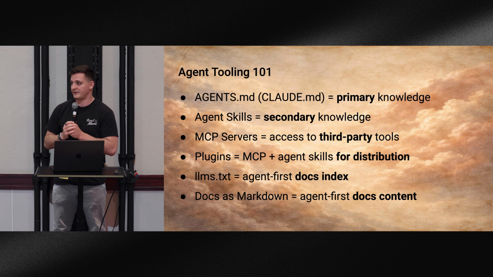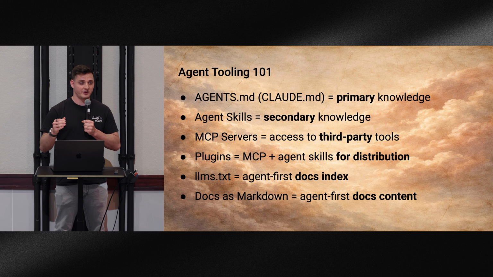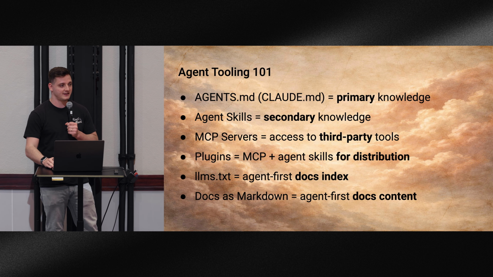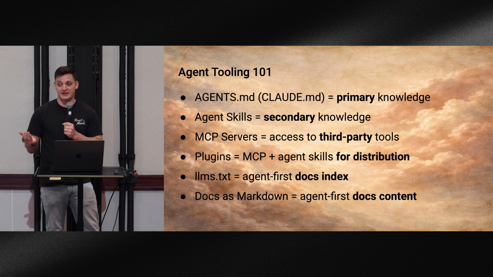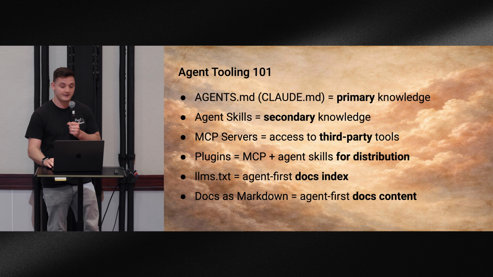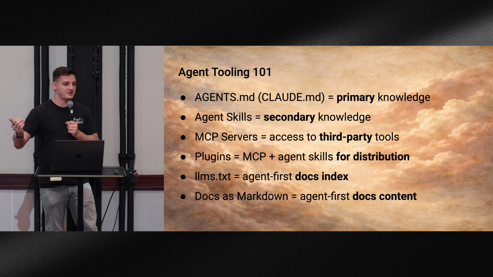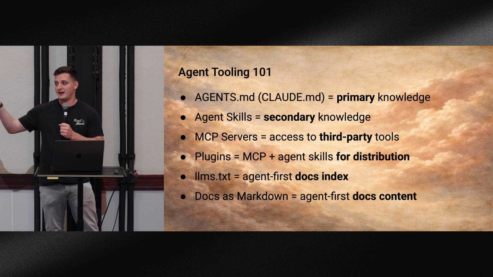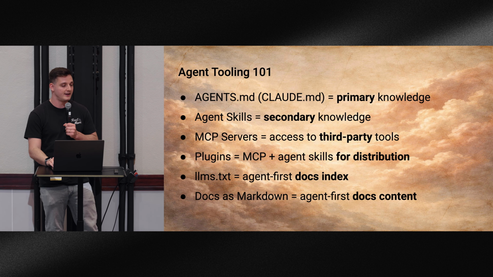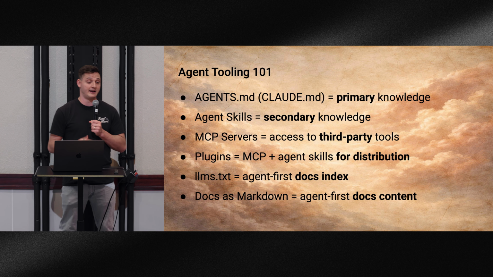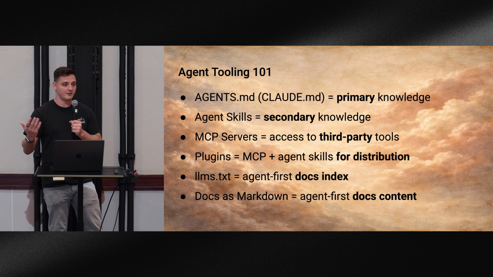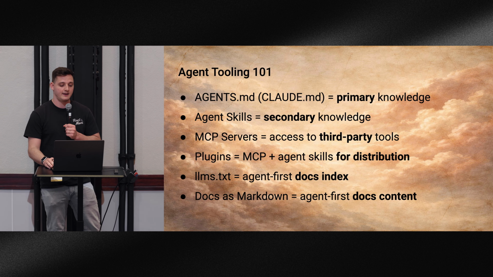And then just to level set everybody, I'm not going to go too deep in each of these, but these are kind of the agent tools that we use every day right now that compose together the agent experience that you would add on top of the developer tooling you already have. So that's the agent.md file, right? That's your primary knowledge for the repository. Agent skills are additional secondary knowledge, like knowledge content that you can add to your agents.